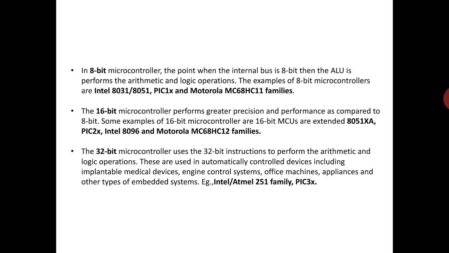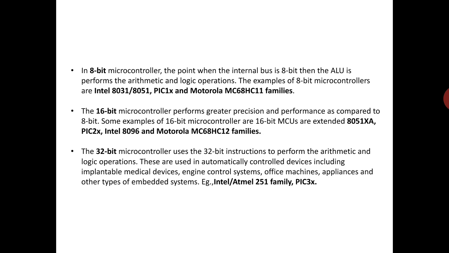In an 8-bit microcontroller, the internal bus is 8-bit, and then the ALU performs the arithmetic and logic operations. Examples of 8-bit microcontrollers are Intel 8031, 8051, PIC 1X, where X means any number, and the Motorola MC68HC11 families.